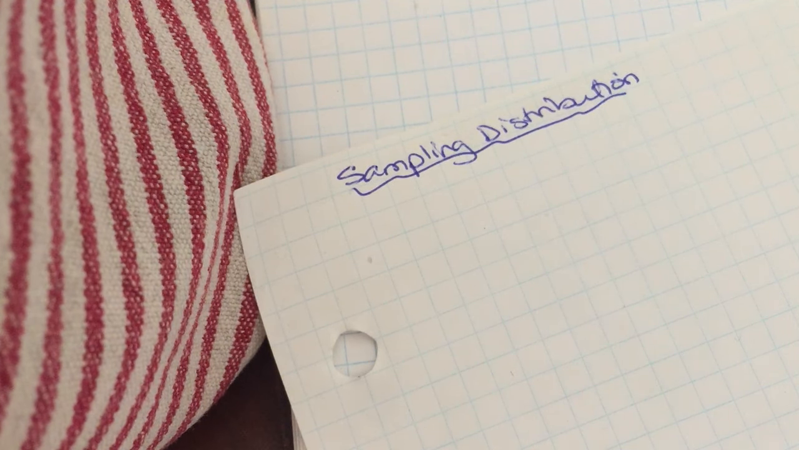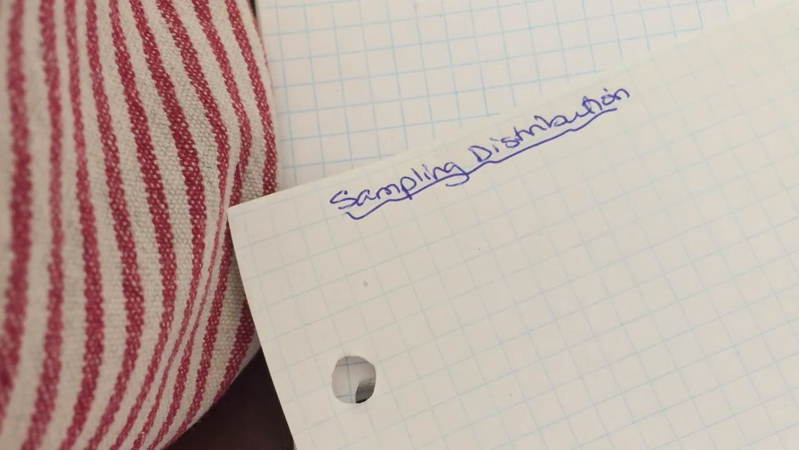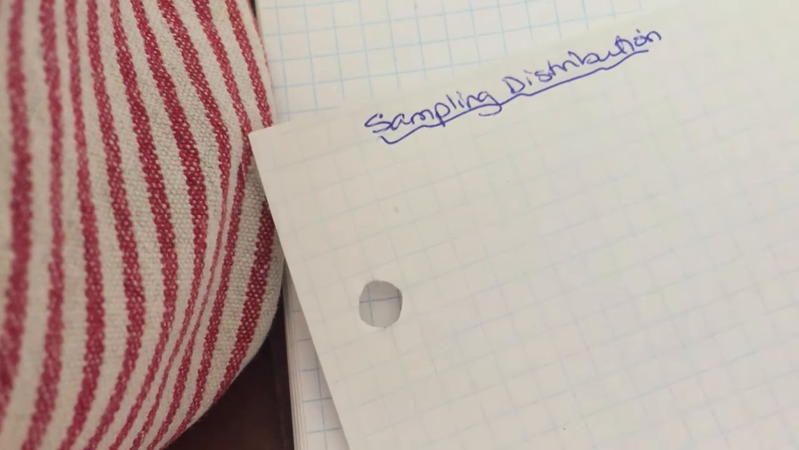Hi there, I'm going to show you how to do the sampling distribution. In inferential statistics, a sampling distribution is the distribution of a sample statistic calculated on all possible samples of a given size that's drawn from a well-defined population. So let me start off with that definition by putting together a well-defined population.